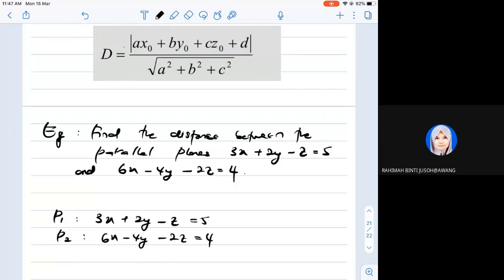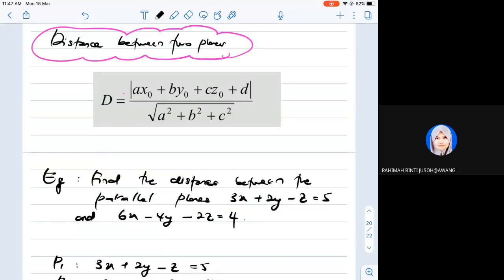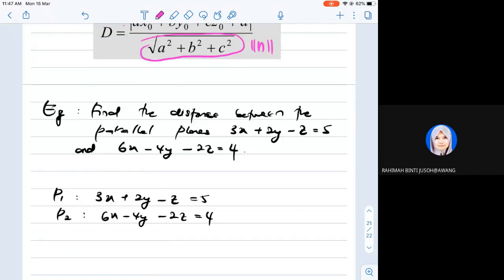Okay, so now we need to find the normal vector. Sebab dalam formula ni, as I mentioned earlier, yang kat bawah ni adalah you all punya normal vector macam ni. Okay, so first step what you should do is you have to find the normal vector. So macam mana nak cari normal vector? Guys, konsep dia macam ni.